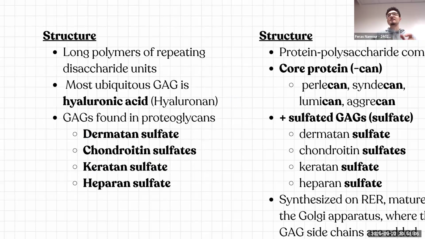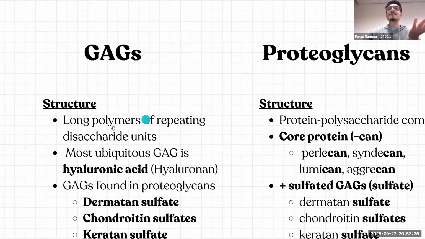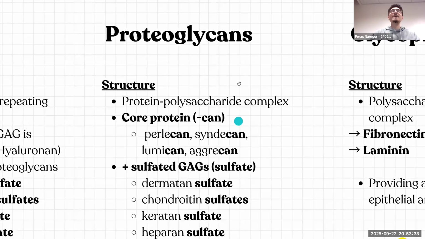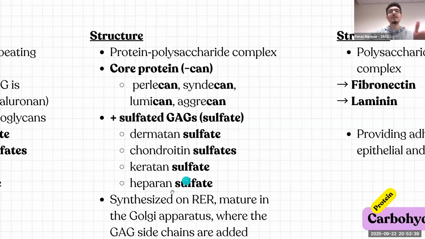These form proteoglycans. What is a proteoglycan? Now the structure is a protein-polysaccharide complex. First part is the protein, it's the core structure, and then I'm going to add to it the glycan, my GAG. If you remember, my GAG is a disaccharide unit, a polysaccharide. So my core protein, perlecan, syndecan, lumican, aggrecan, I'm going to add to it these four GAGs, whether it's dermatan and so on, and I'm going to form my proteoglycan.